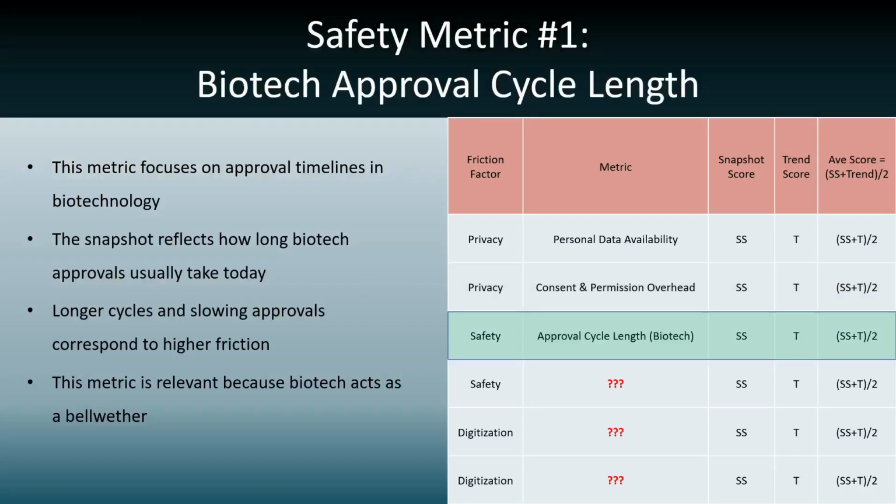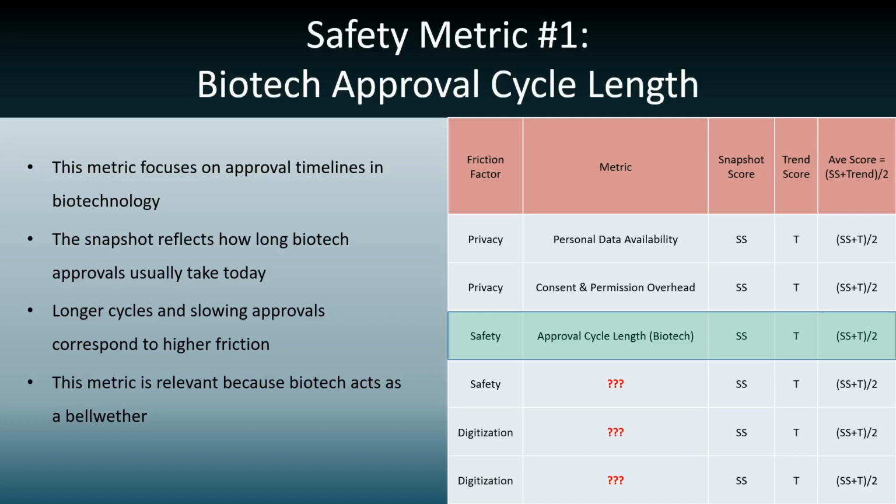Safety metric number 1, biotech approval cycle length. The first safety metric is biotech approval cycle length. This metric focuses on approval timelines in biotechnology, where AI and automation already have the potential to accelerate discovery and development. It's evaluated as a snapshot and trend hybrid. The snapshot reflects how long biotech approvals usually take today, and the trend shows whether that process is speeding up or slowing down over time. Longer cycles and slowing approvals correspond to higher friction.